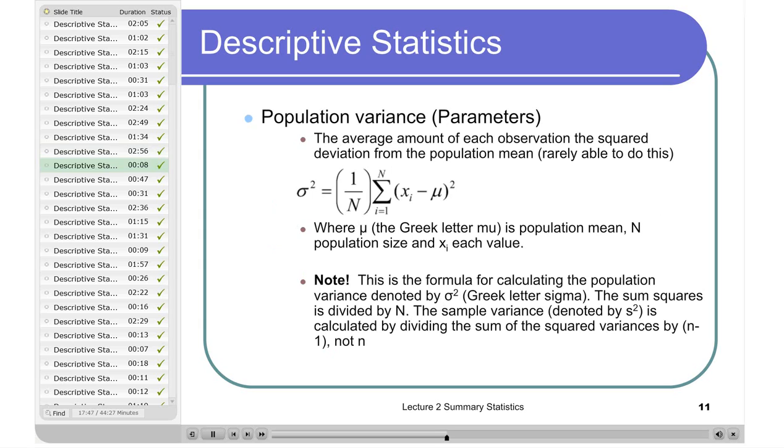Alright, this slide has the formula for the population variance again, and we've pretty much said all there is to say about this slide, so let's just move along.